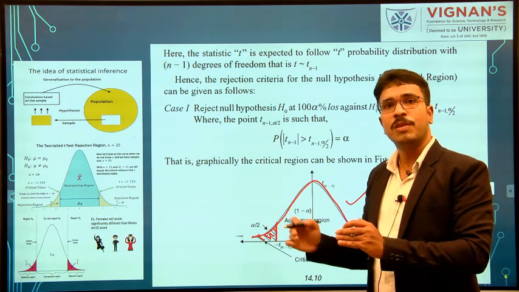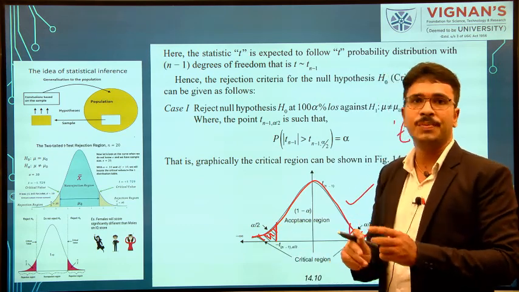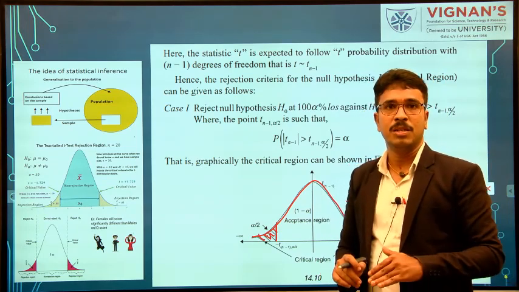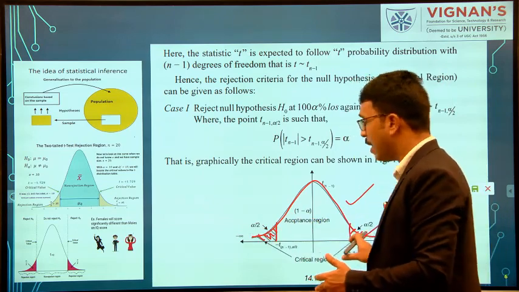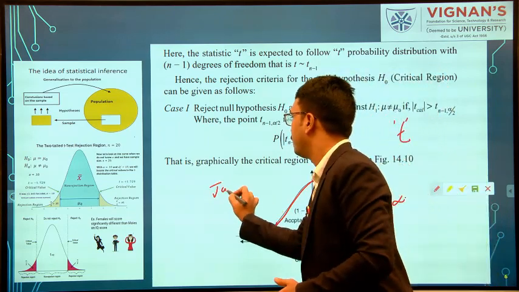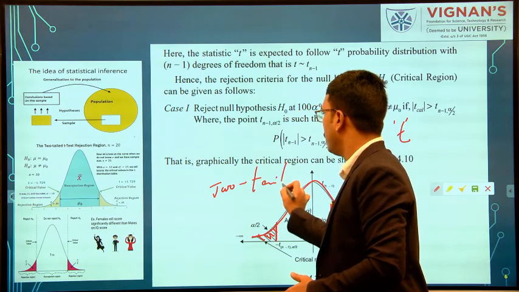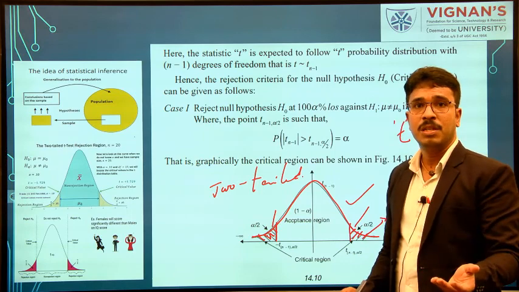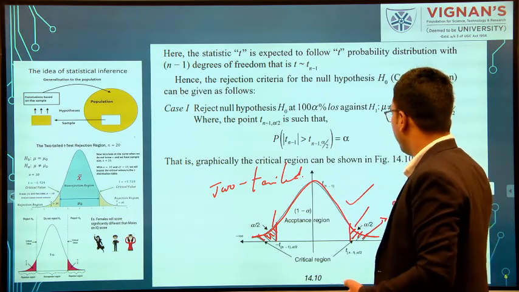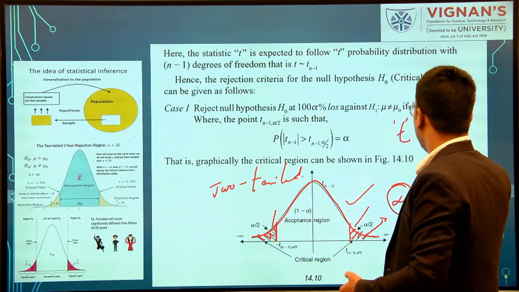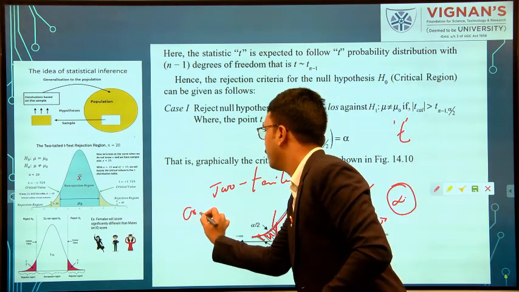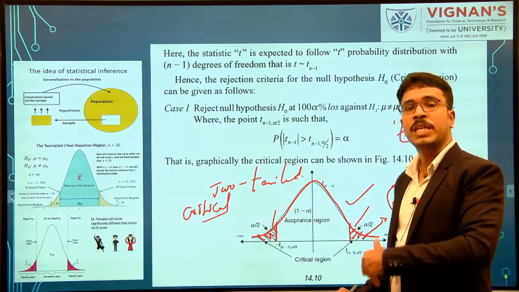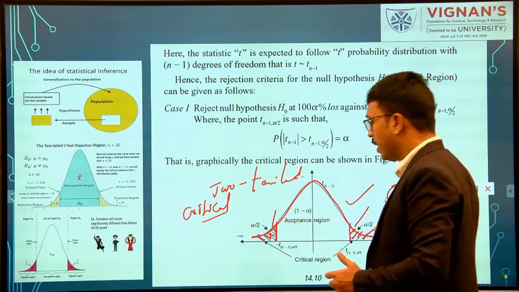So, in this process of decision making, there are two things we need to consider, whether it is two-tailed or one-tailed. Two-tailed means both the sides have critical regions. This is two-tailed. So, both the sides, here and here, we have the critical regions, which we generally represent with alpha. So, in case of a two-tailed test, both the sides have critical regions.